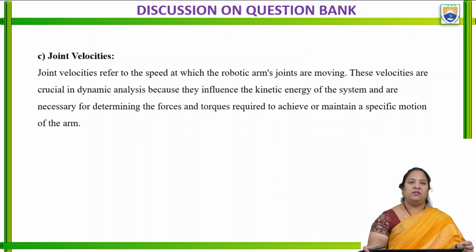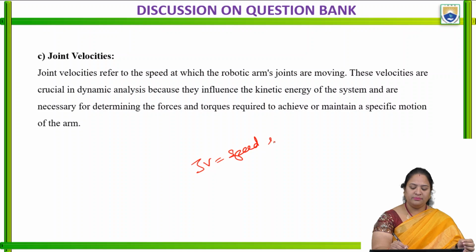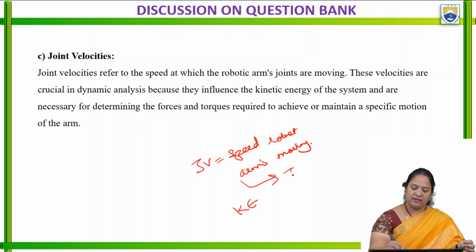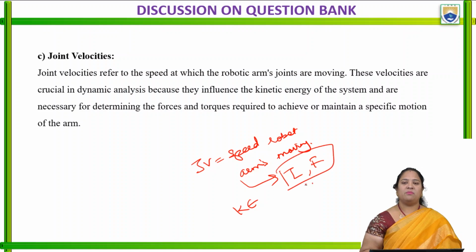Now, what do we mean by the joint velocities? Joint velocity is nothing but the speed at which the robot arm joints are moving, right? These velocities are crucial in dynamic analysis because they influence the kinetic energy of the system and are necessary for determining the force and torque required to achieve or maintain the specific motion of the arm. The joint velocities determine the torque and the force of the robot's end effector with respect to the motion of the arm.